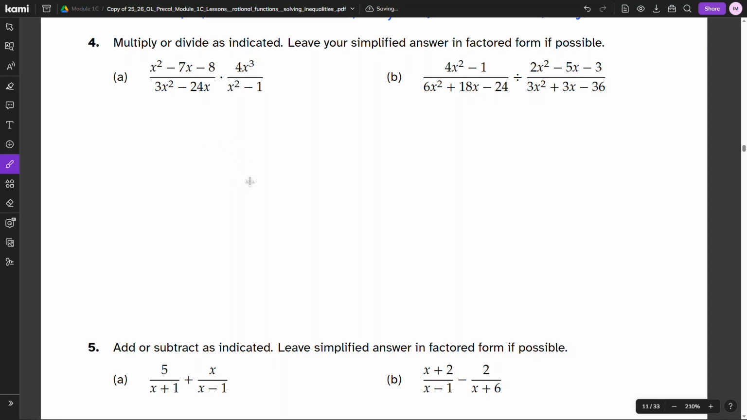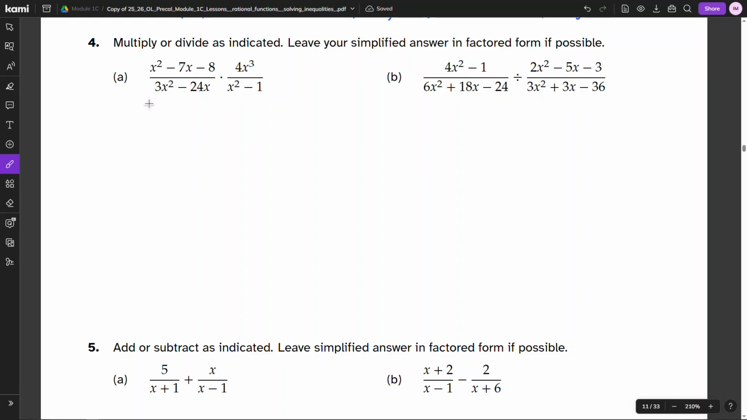Okay, so now let's look at simply multiplying and dividing some rational expressions and leaving our answers in factored form if possible. So we're going to just look to simplify. These are the skills that will help us with graphing rational functions.